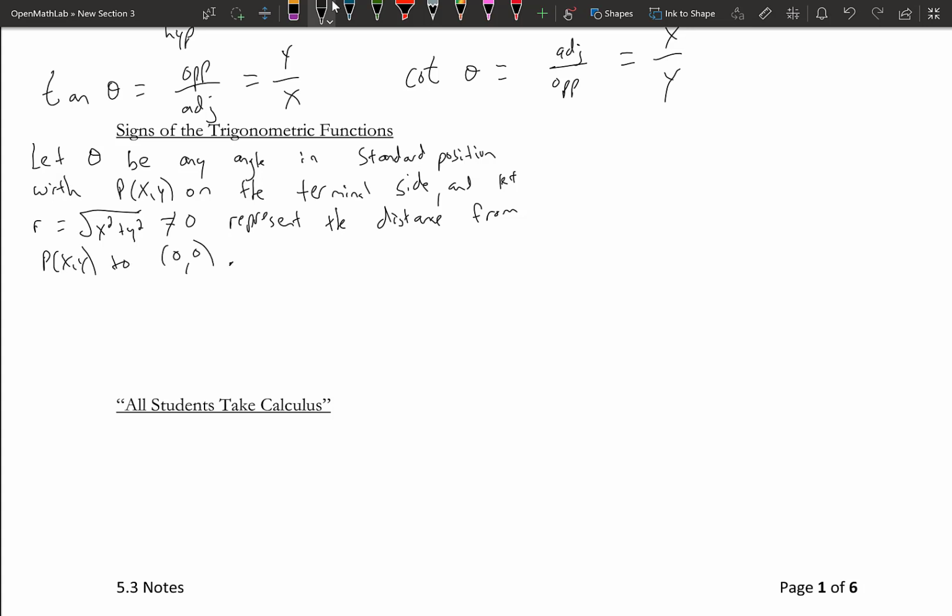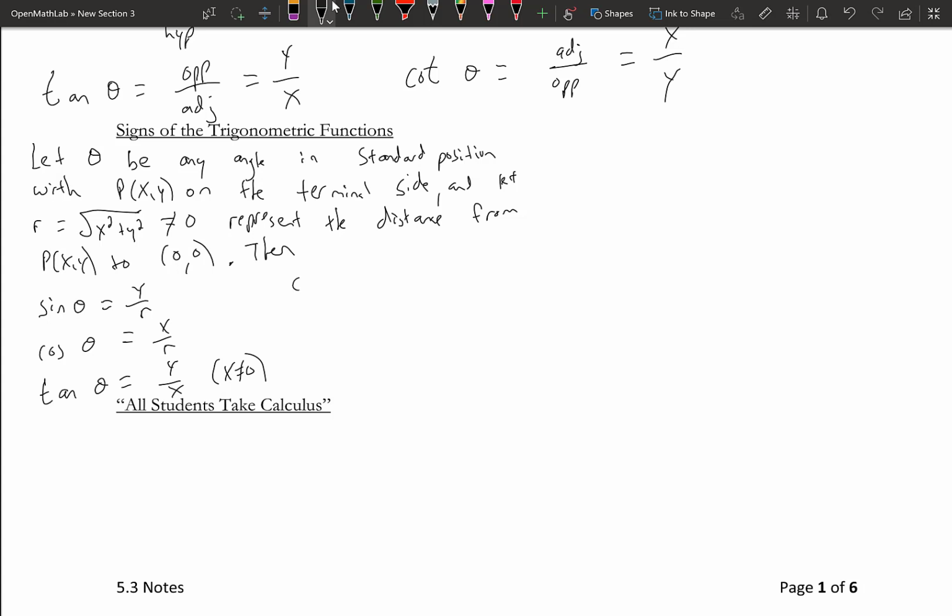Then the following will be true, that we looked at above. Sine theta will equal y over r. So it's just copying it from above. Cosine theta would be equal to x over r. Tangent of theta would equal y over x, where of course x cannot equal 0. We already said that r can't equal 0, so I didn't have to write that for sine or cosine.